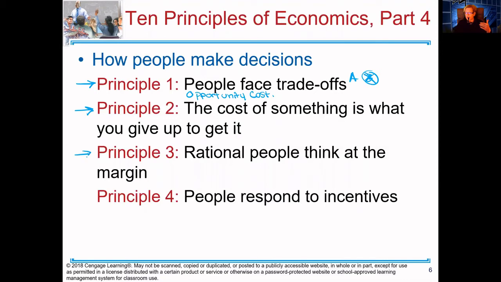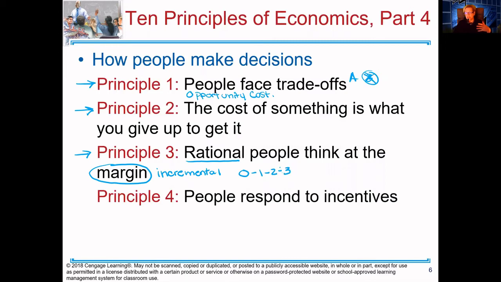Principle 3, rational people think at the margin. And I don't want you to get tied up in rational at this point. But what I'd like you to look at is this idea of margin. And when we talk about margin and marginality, we mean incremental. So that's another word. So instead of looking at total costs, we might look at our cost as we move from an output of 0 to 1, 1 to 2, 2 to 3.